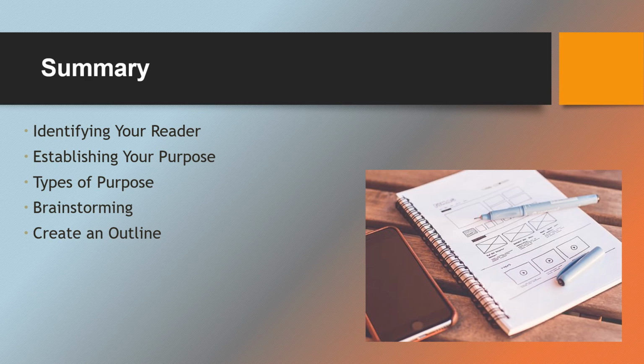All right, summary. We identified our reader. We talked about establishing the purpose. We talked about types of purposes. We talked about brainstorming. And we talked about creating an outline for our document.